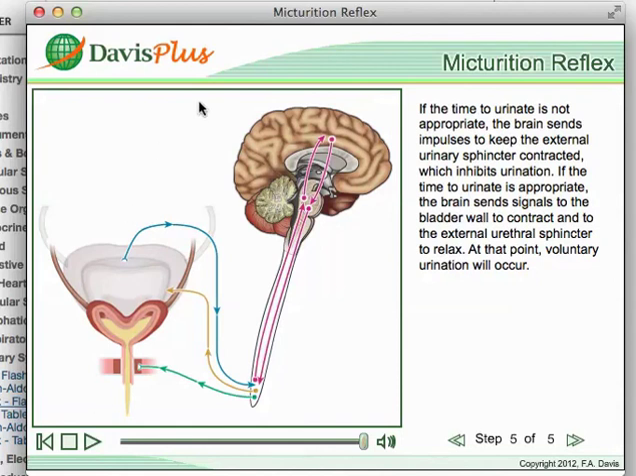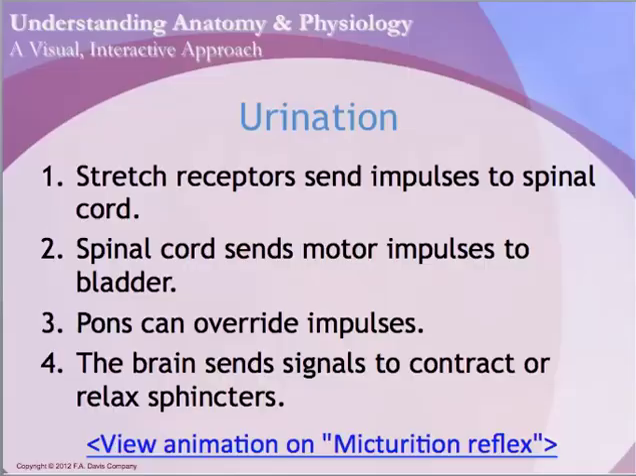So you need to know which one's voluntary and which one's involuntary for sure. So you can definitely know that the internal sphincter is involuntary, external sphincter voluntary. Okay, that finishes this up.